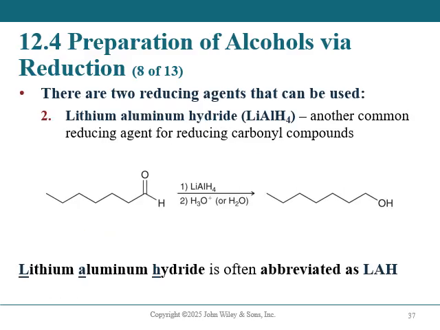The second reducing agent, this one we try to avoid using in the lab because it's really violent. It's lithium aluminum hydride. It's another common reducing agent for carbonyl bonds. Lithium aluminum hydride is often abbreviated as LAH. You will see this throughout the rest of the presentation. You probably see this in your homework as well, so it's important that you familiarize yourself with the abbreviation.